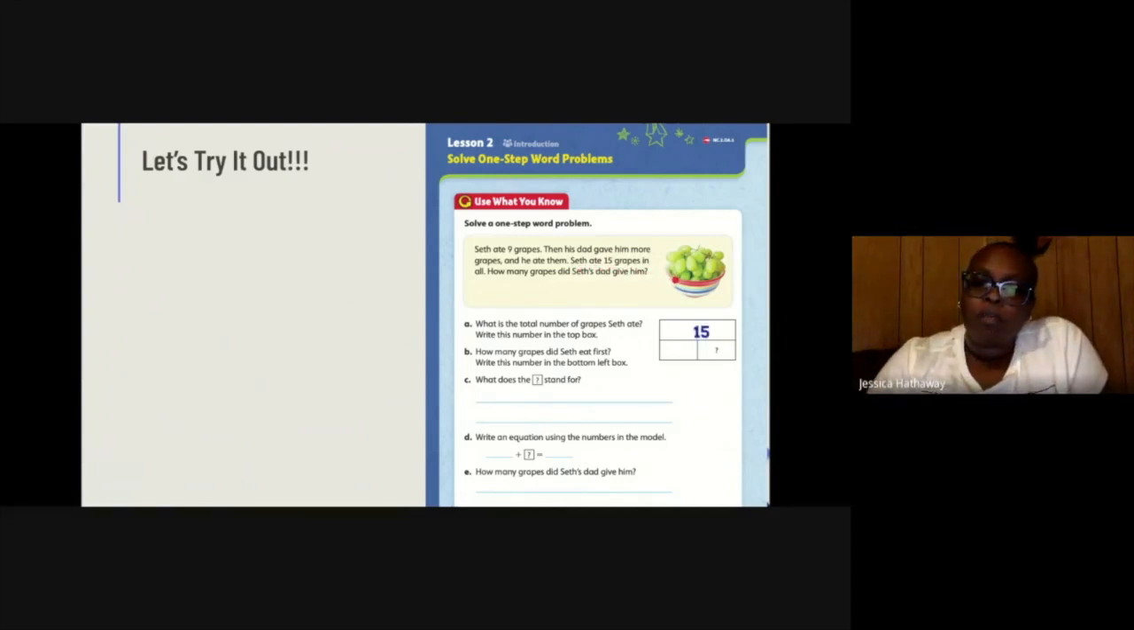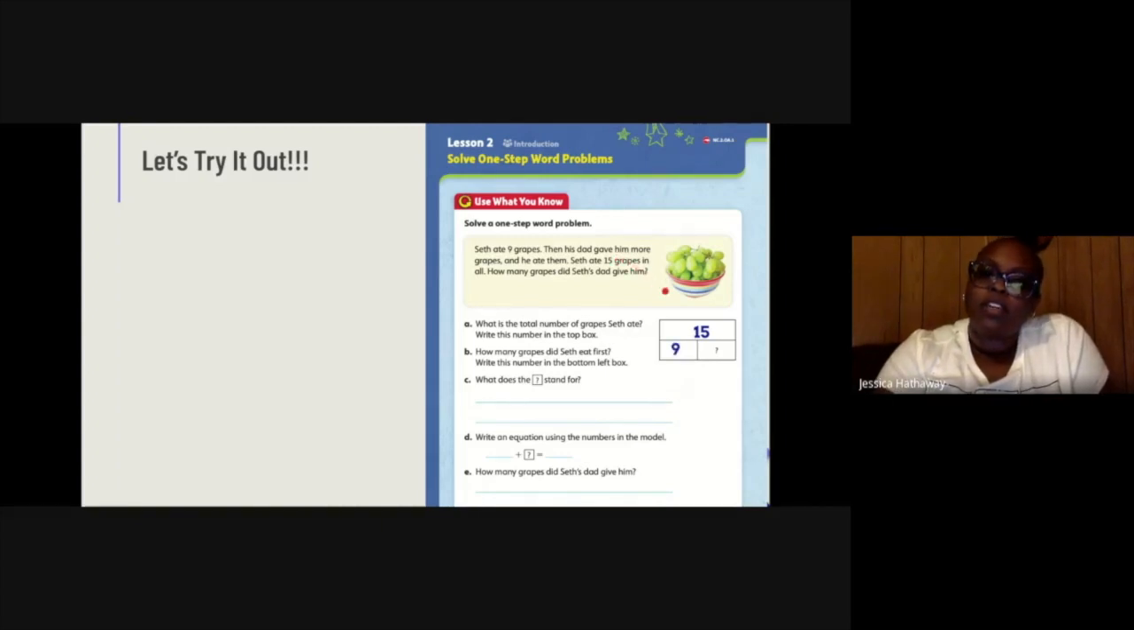Let's go to part B. How many grapes did Seth eat first? Write this number in the bottom left. If we go back to the beginning, we can see it at the very top of the word problem. Seth ate 9 grapes.